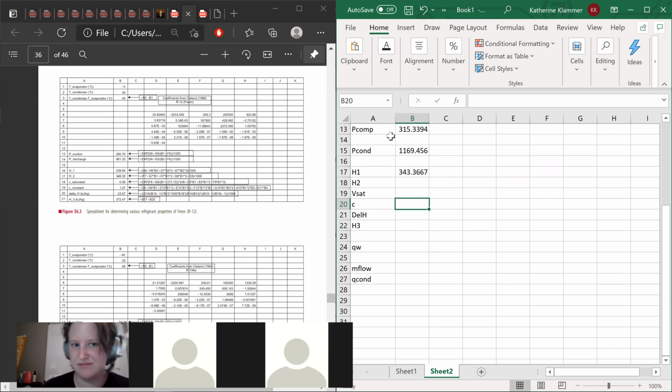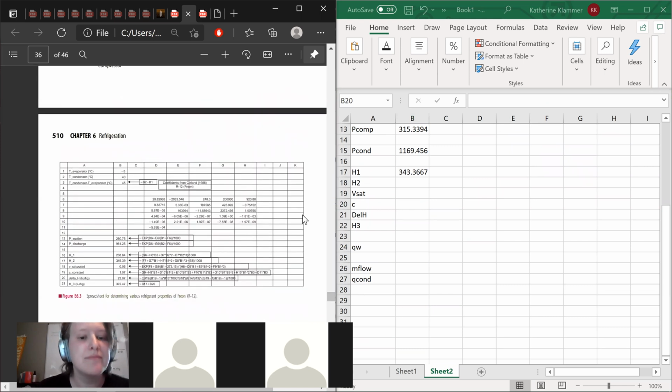Where is, oh, it's on page 36. Is that what I'm seeing? Like the example spreadsheet? Okay, thank you.